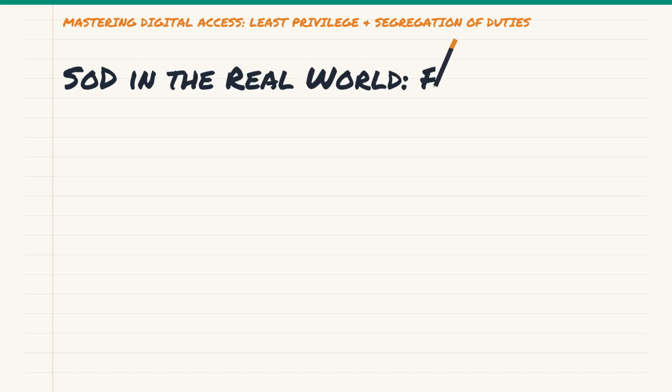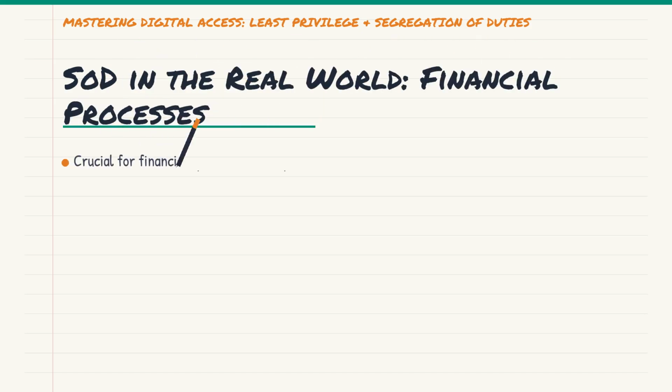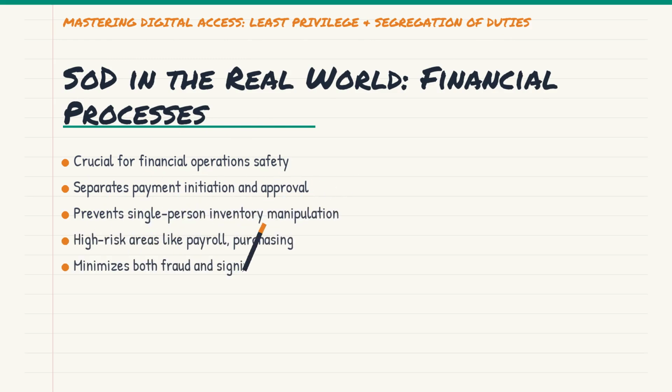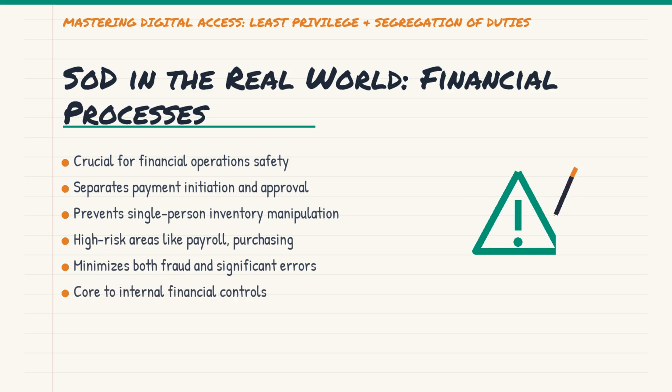The most common place you'll see SOD is in financial operations. Think about processing payments, handling payroll, or managing purchase orders. These are areas where money flows, and thus, where the risk of fraud is highest.